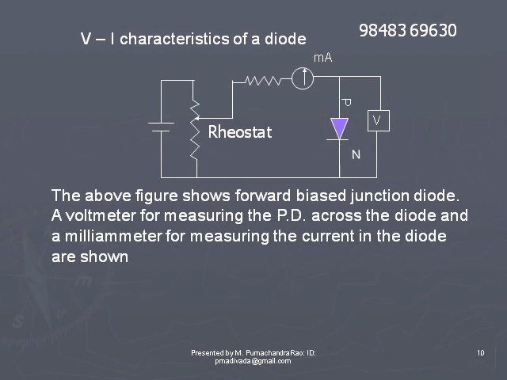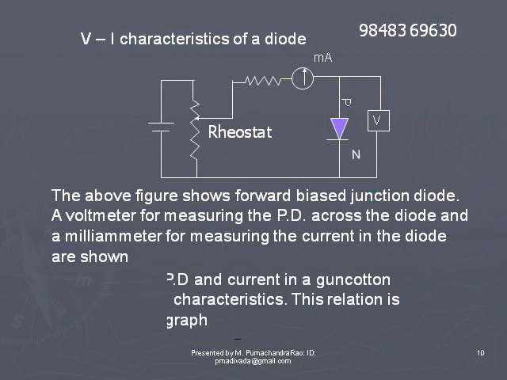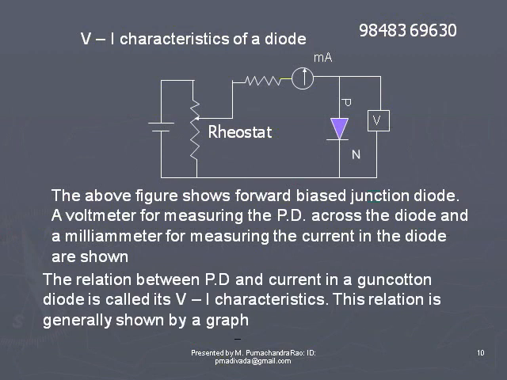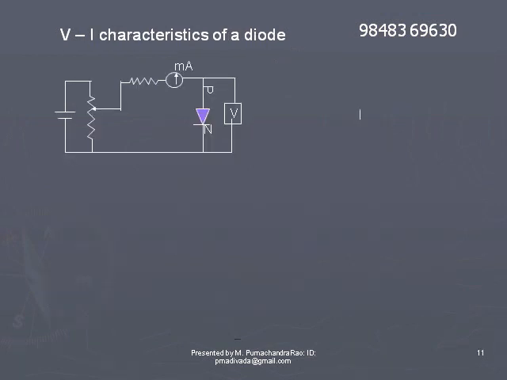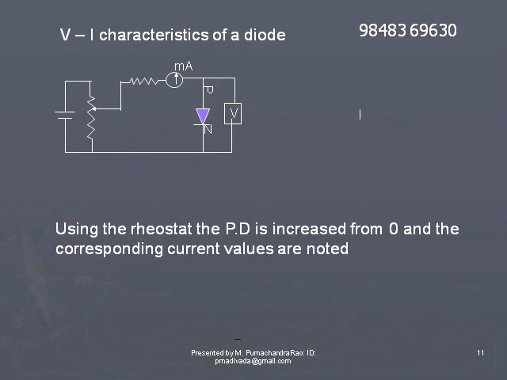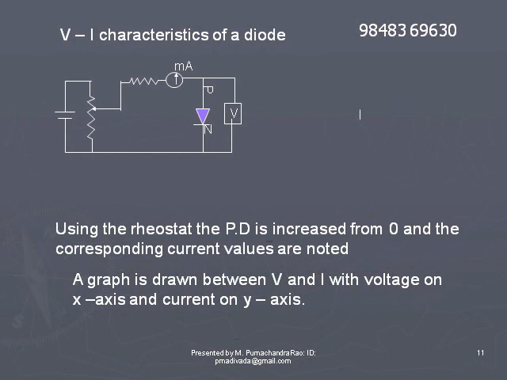Now, as the voltage is increased, the increase in voltage can be established by varying the contact. By changing the contact point, the voltage across the diode can be changed. The relation between voltage and current is studied by drawing a graph. Generally, we plot voltage on the x-axis and current on the y-axis.